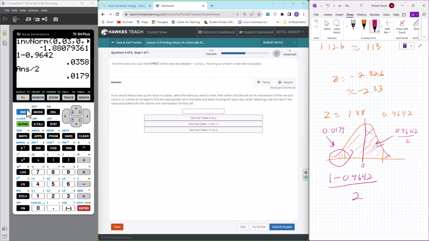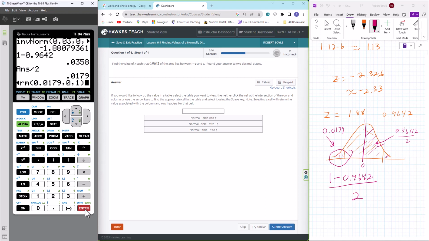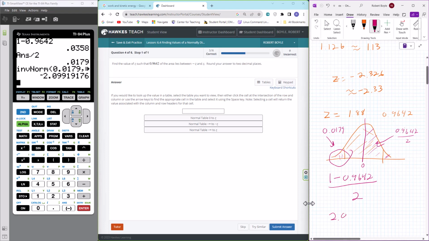So we can go into second VARS, go into normal, inverse normal, hit enter, type in 0.0179, mean is 0, standard deviation is 1, paste it, and we get 2.10. We actually get, remember we want to ignore the negative sign, so we're going to have 2.099. We're going for two decimal places, so this will round to 2.10.